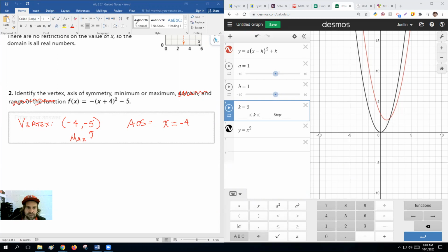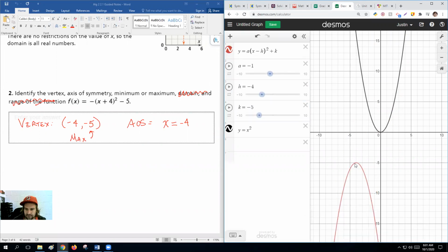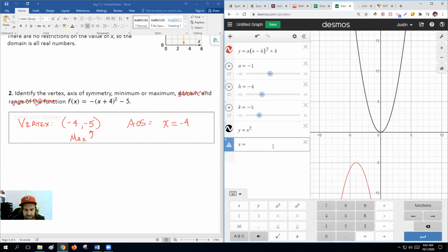Okay, so let's double check this by looking at Desmos here. I'm going to use the slider. I could just type this equation in, but I'm going to use the slider just to help us out here. a is -1, h would be -4, and then k is -5. And if we look here, there's the graph. We have the maximum point, or the vertex, at (-4, -5), and that is a maximum. And if we were to draw the line x equals -4, it does cut that graph right in half.